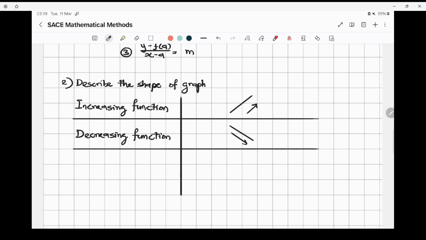So for an increasing function, your first derivative has to be positive. Usually people don't really include 0. As a matter of fact, whether you include 0 or not, it doesn't matter. For a decreasing function, the first derivative will be smaller than 0.